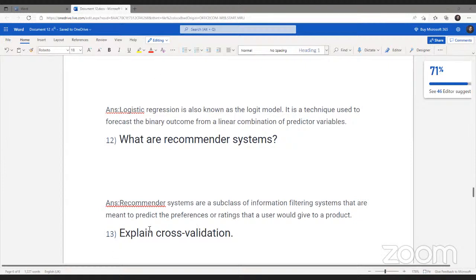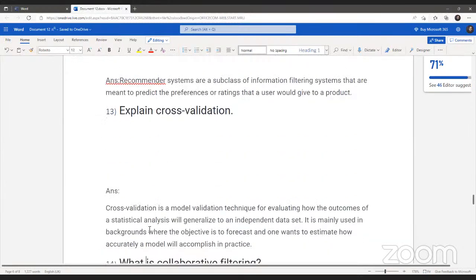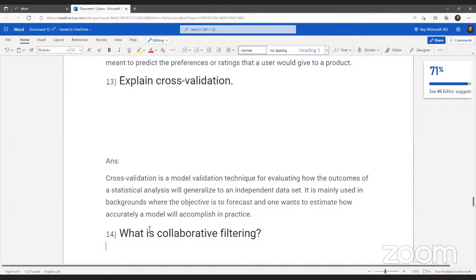As we look into this cross validation process, cross validation is a model validation technique for evaluating how the outcomes of a statistical analysis will generalize to an independent dataset. It is mainly used in settings where the objective is to forecast and one wants to estimate how accurately a model will perform in practice, which means to know how accurate it is, we use this cross validation technique. So as we jump into the next question, what is collaborative filtering?